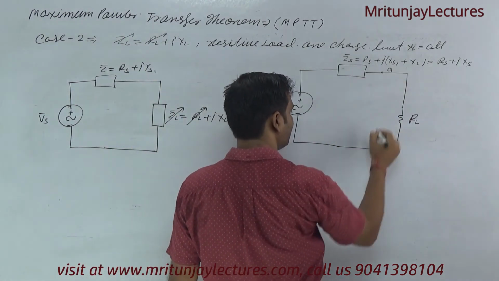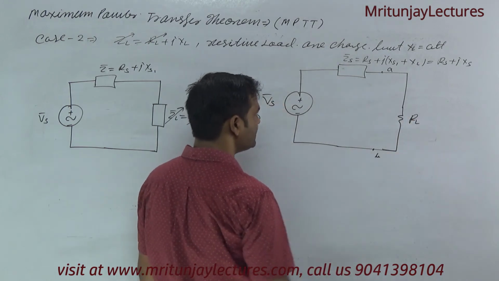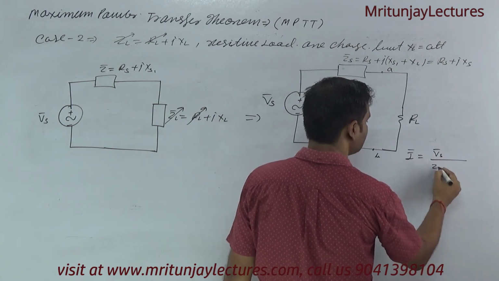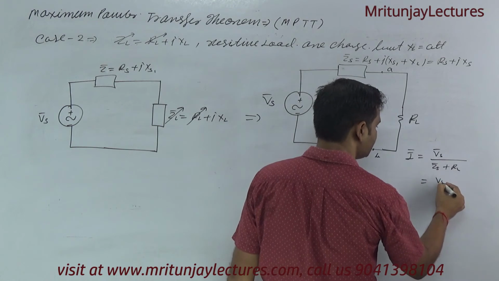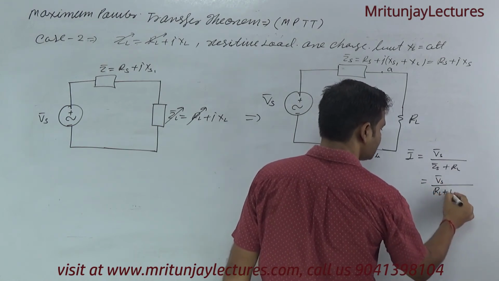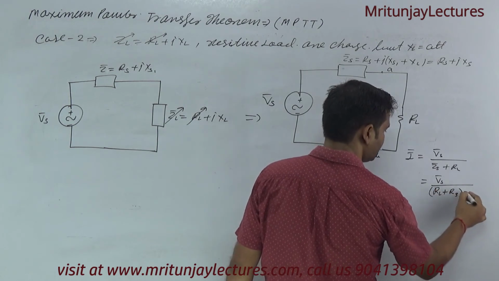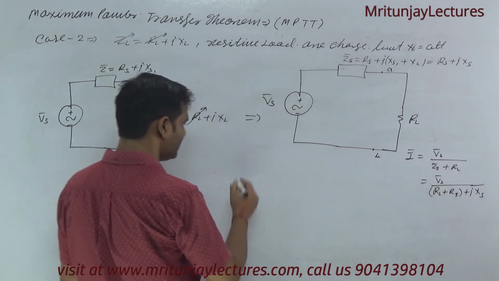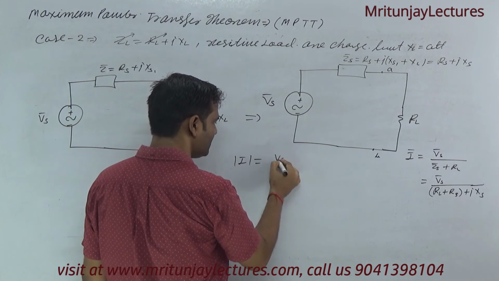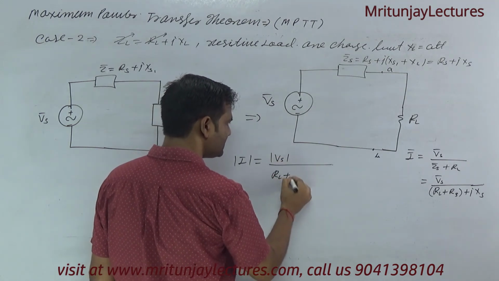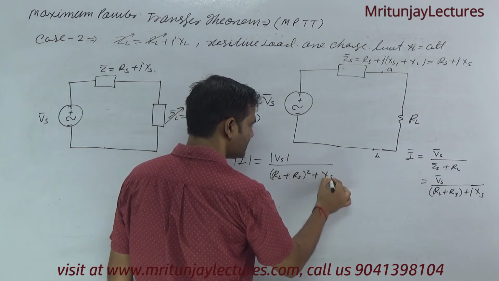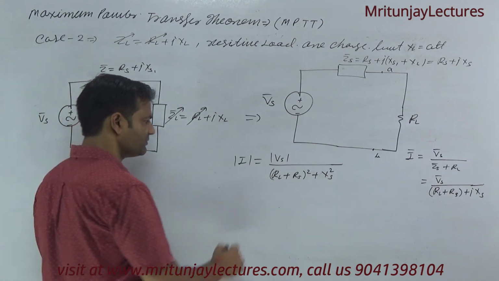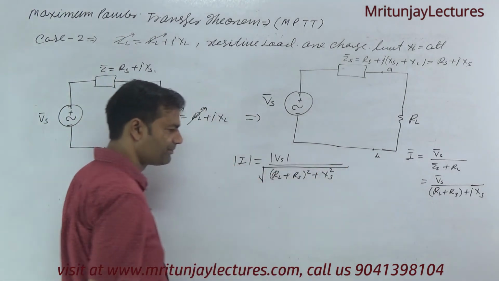Our motto: determine maximum power corresponding to load. Okay, so what about I? I is written as Vs divided by Zs plus RL, or you can say that Zs is written as RL plus J. Clear or not? If you face any problem, then tell me. So what about magnitude? Mod Vs whole divided by RL plus Rs to the whole square plus Xs to the whole square. Clear? Under root of this one. First of all, it is written corresponding to this one.